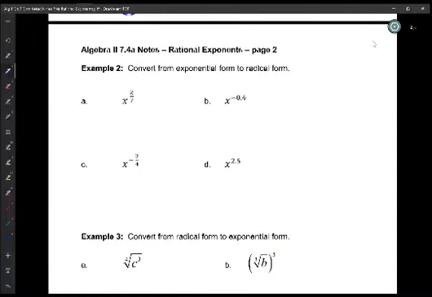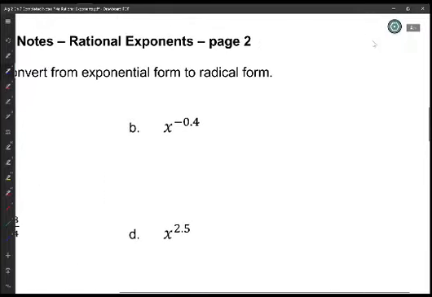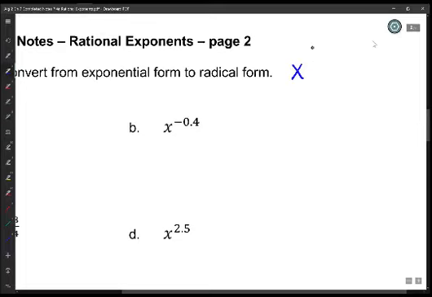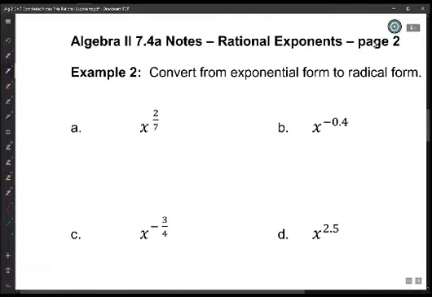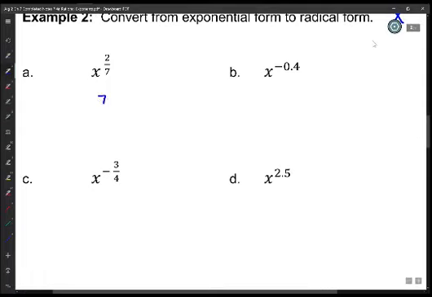Let's look at our second part. Here we're going to convert from exponential form to radical form, just as some practice. Now, remembering our basic rule that says x raised to the a over b is equal to the bth root of x to the a. So here we have x to the 2/7, so that would be the 7th root of x squared.